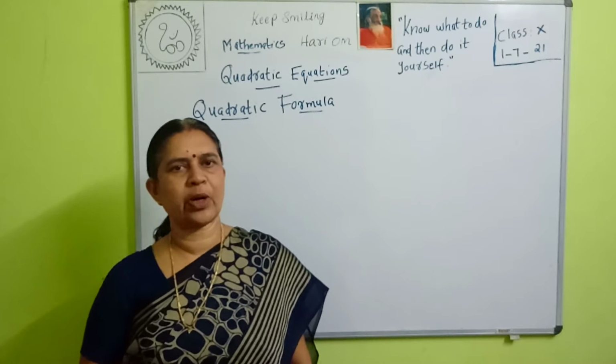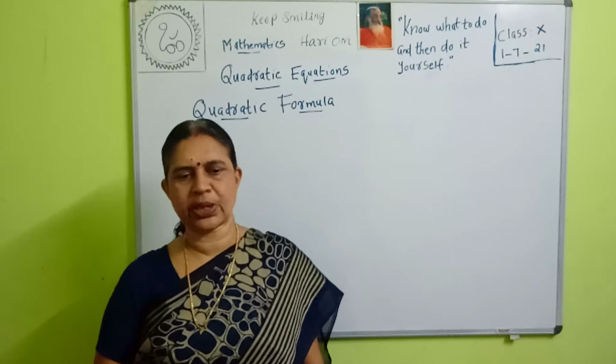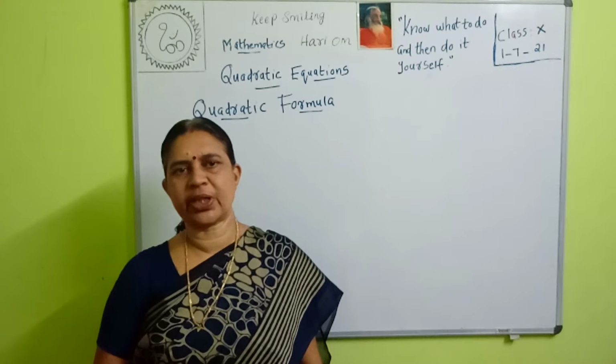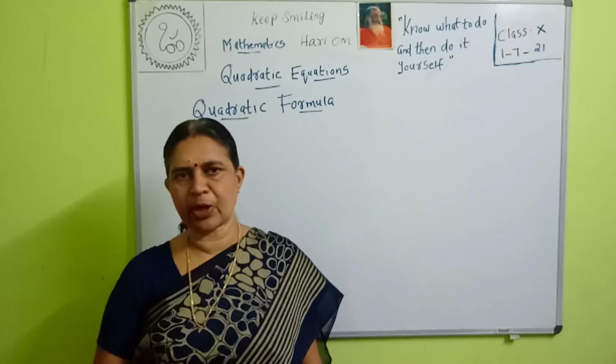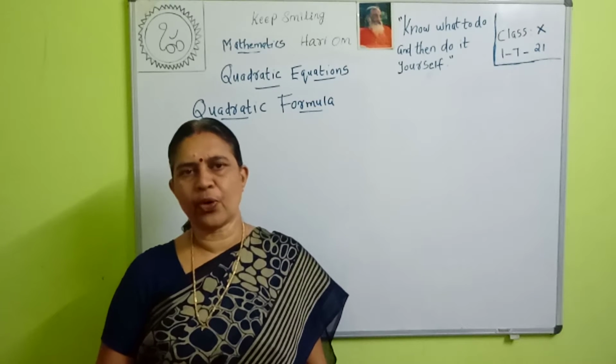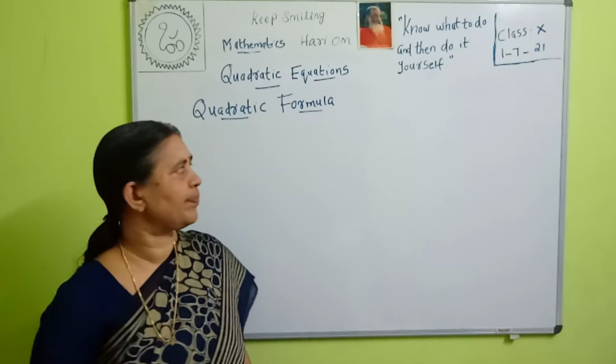So, if b square minus 4ac is greater than 0, the equation has two distinct roots. If b square minus 4ac is equal to 0, the equation has two equal roots. And if b square minus 4ac is less than 0, the equation has no real roots. Today we will study the quadratic formula.